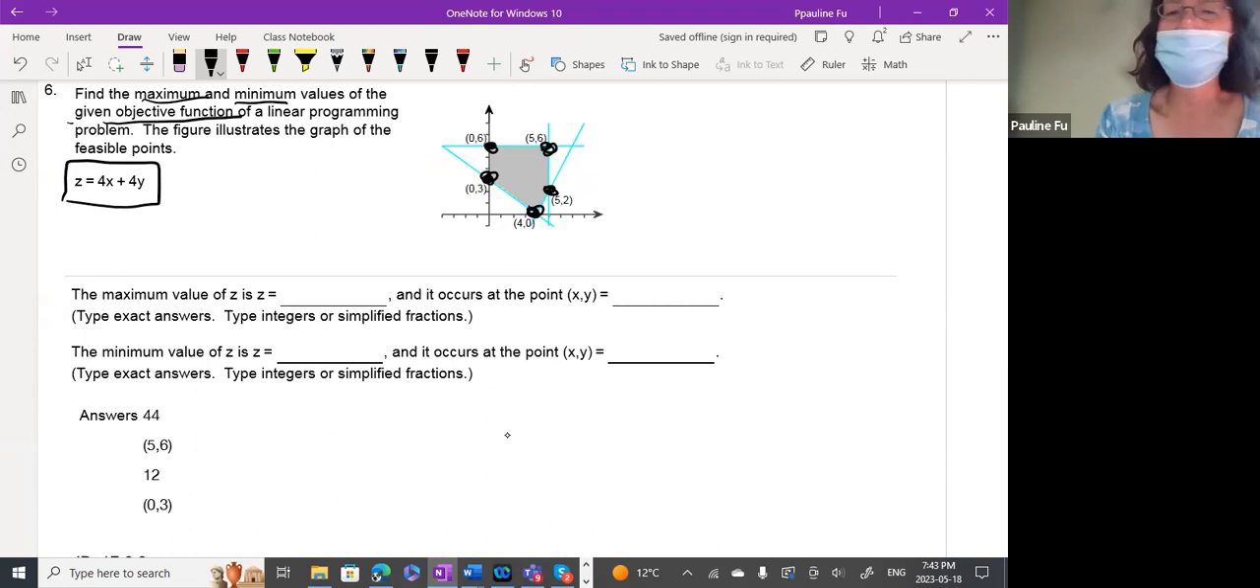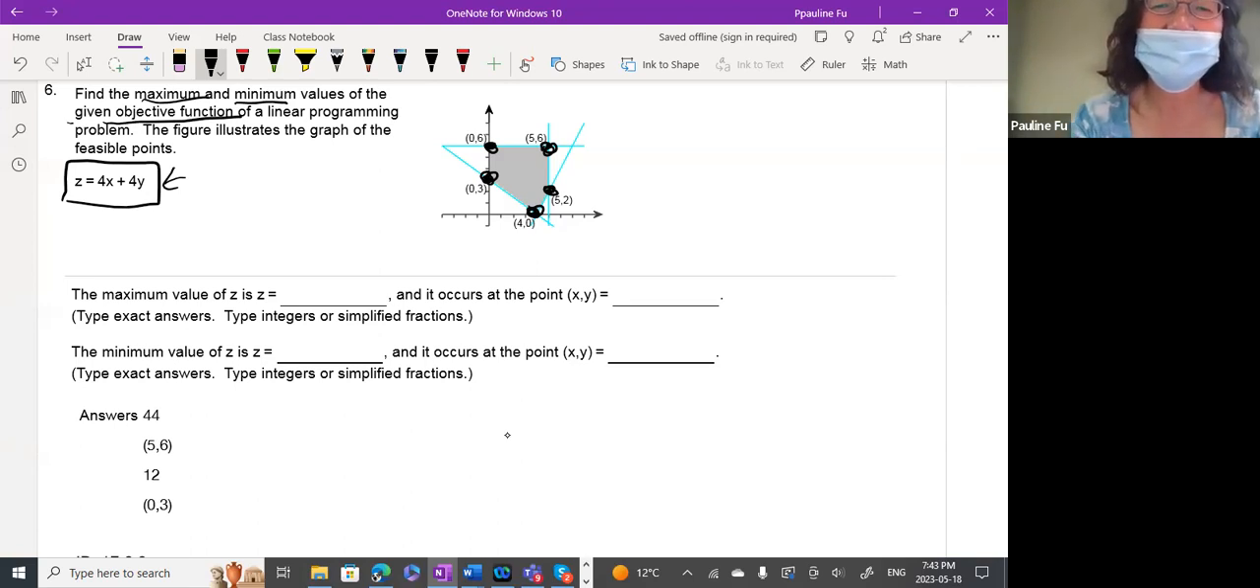1, 2, 3, 4, 5. You plug in all these 5 into this equation, then you get 5 values. Out of those 5 values, you find the maximum and minimum. Okay, so let's do it one by one.